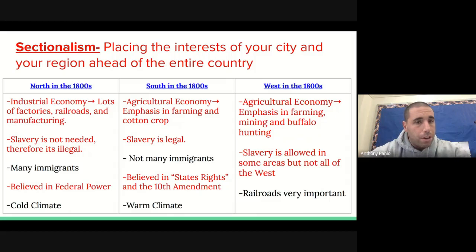The North generally believed more in federal power. They believed that our federal government should have more control on issues. So a lot of people in the North thought the federal government should decide to ban slavery as a whole.